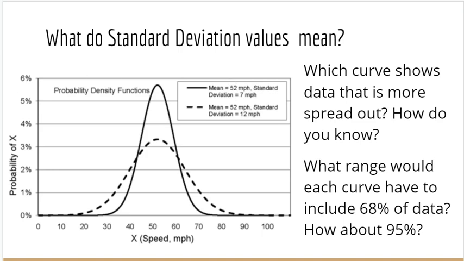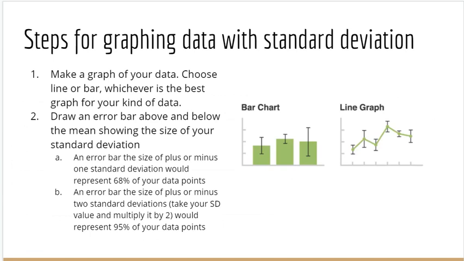So how this is going to work for us, though, is that when we're doing labs and stuff, oftentimes we're going to be graphing it, okay? So what you're going to do is make a graph of your data, and depending on your data, you're going to choose a line or bar graph, okay? We'll talk through how you can make that choice. And then you draw in your standard deviations as these things called error bars. They're these little things right here, okay?